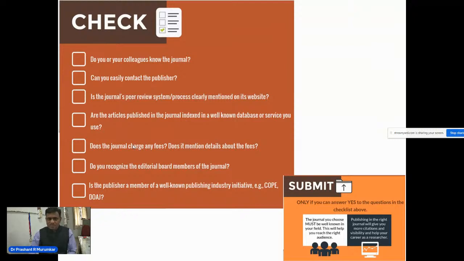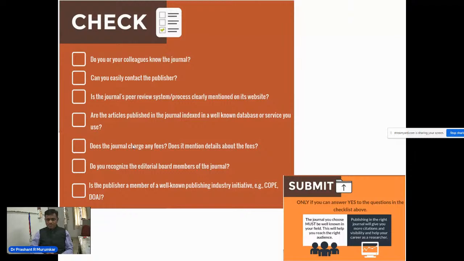Are the articles published in the journal indexed in well-known databases or services? Whatever journals are there, they are indexed in standard databases. We will talk about the databases also. Only if the journal is getting indexed is it worthwhile. Otherwise, what will happen? The journal is open access, you are paying the money, and the journal is not getting indexed in any standard known database. It is a useless exercise.